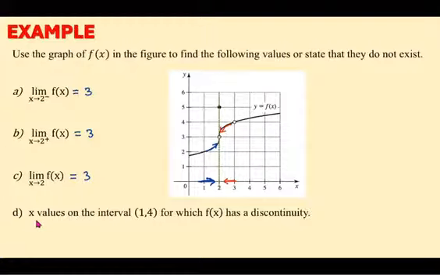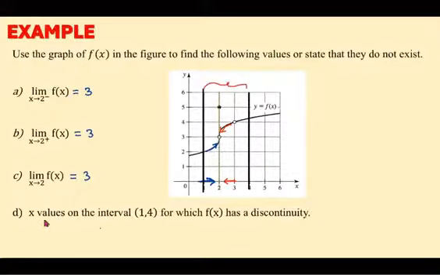Now let's go to D. We have to find the x value on the interval from 1 through 4. So in this one, we are looking for the interval from 1 up to 4. So from x equal to 1 to x equal to 4. That is my interval of interest. So I'm just looking here.